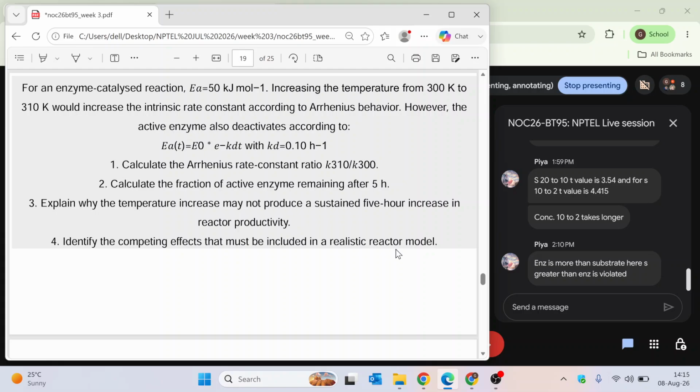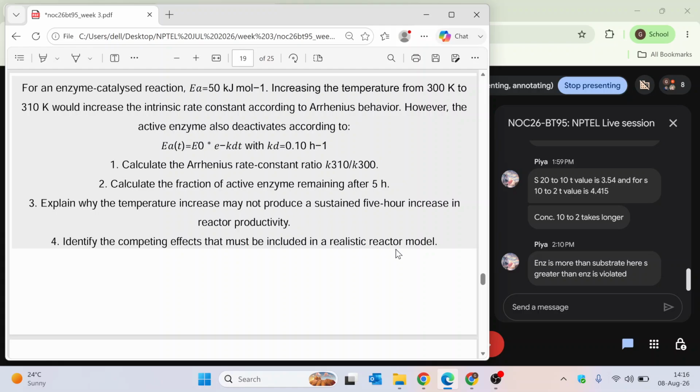The next question is for an enzyme catalyzed reaction. The activation energy is 50 kilojoules per mole. Increasing the temperature from 300 Kelvin to 310 Kelvin would increase the intrinsic rate constant according to the Arrhenius equation. However, the active enzyme also deactivates at the same time using the given equation, which is E(t) is equal to E naught e power minus kd t. And here the constant for enzyme deactivation is 0.1 per hour.